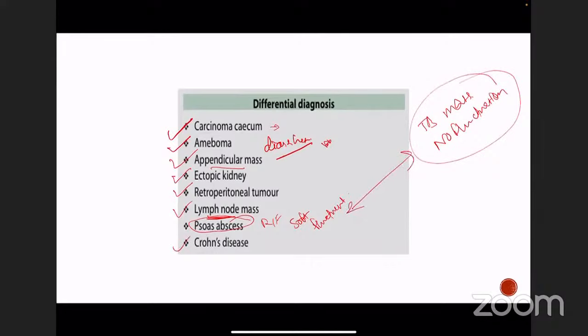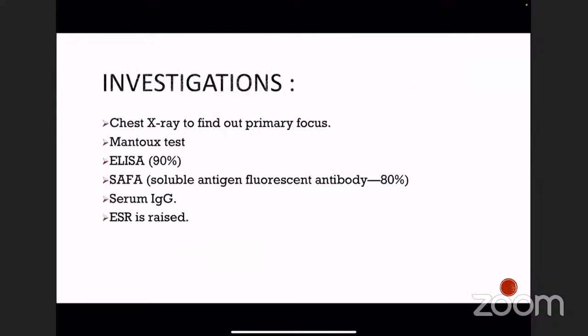And Crohn's disease, why? The patient will have features like irritable bowel syndrome: diarrhea, blood in stool, constipation at times. So that is suggestive of Crohn's disease. These are the differential diagnoses we will have in our mind before going for the investigation. To give justification to our clinical judgment that it is abdominal tuberculosis, we have to do some investigations. So what are the investigations?